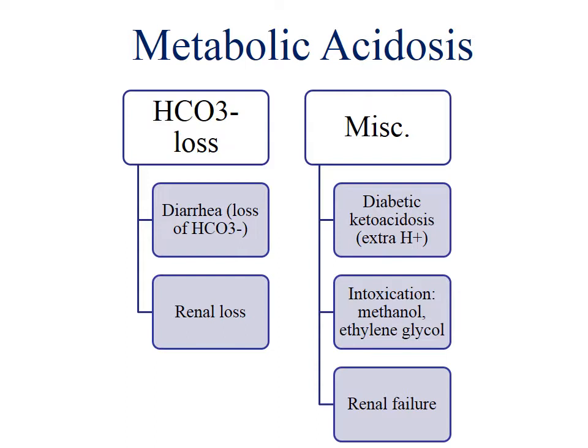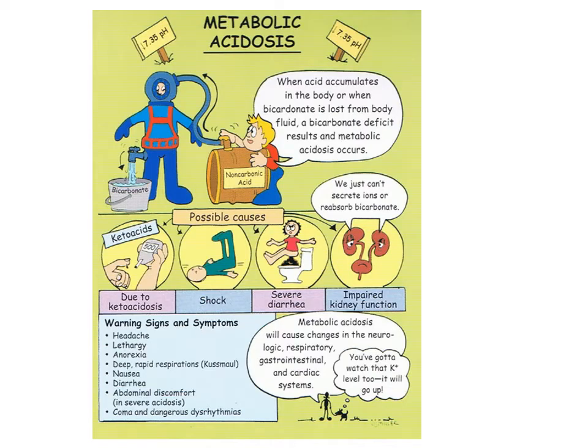There are pathologies where too much bicarbonate is lost from the body. Remember, that serves as a buffer. When we lose bicarbonate, as in diarrhea or renal loss, we lose our buffer and become acidic. Metabolic acidosis also occurs during diabetic ketoacidosis, renal failure, and intoxication by methanol and ethylene glycol. These are all deadly situations. Diagram of causes and warning signs of metabolic acidosis.